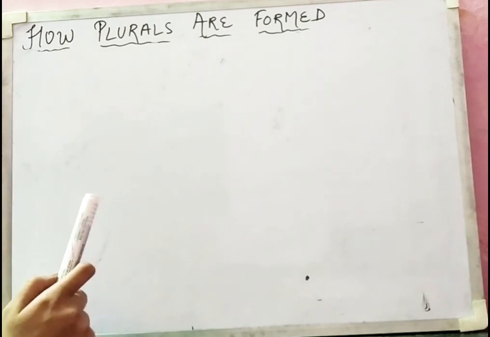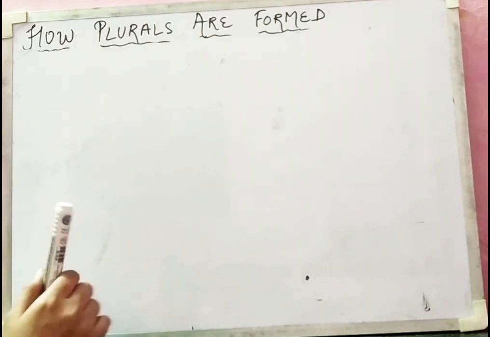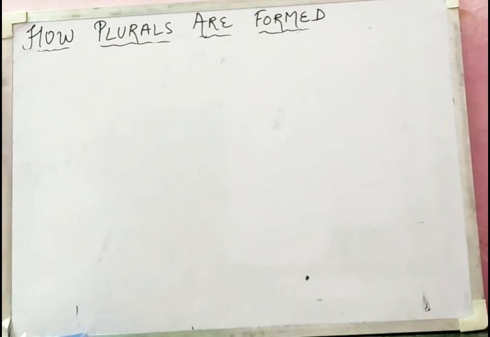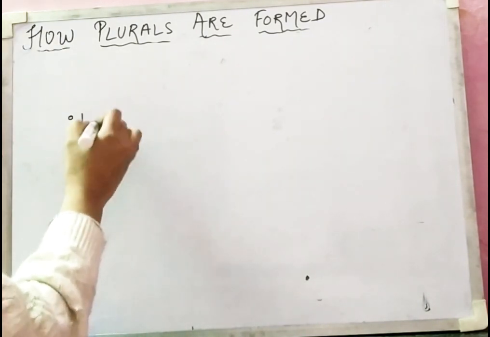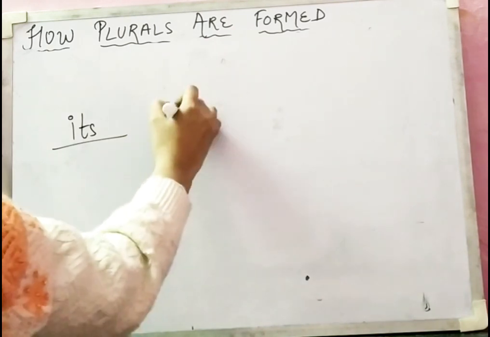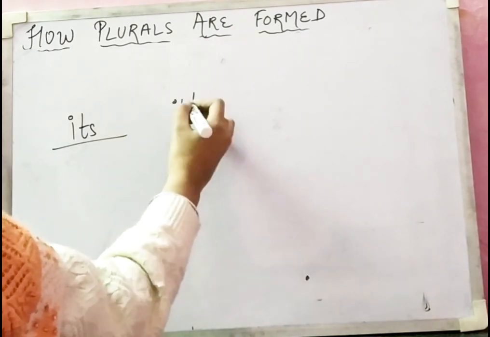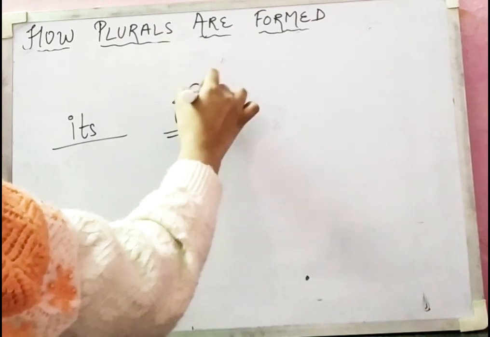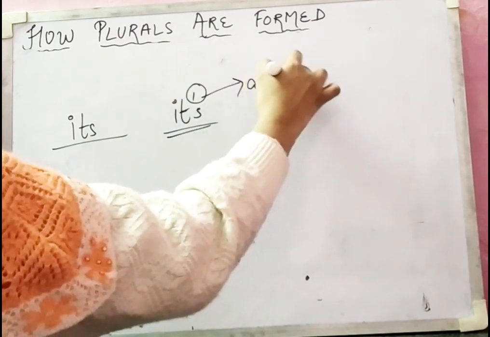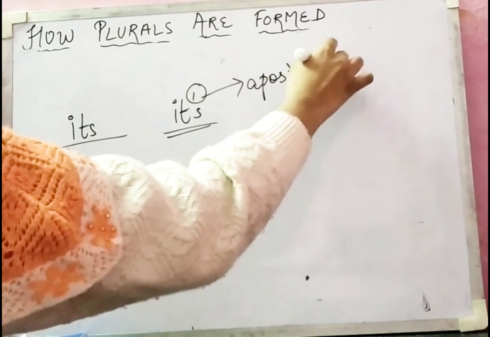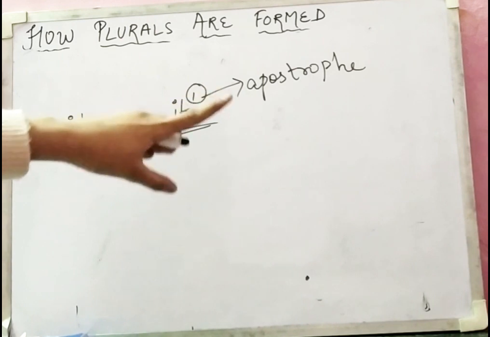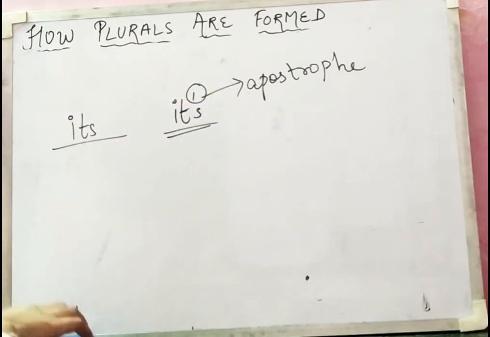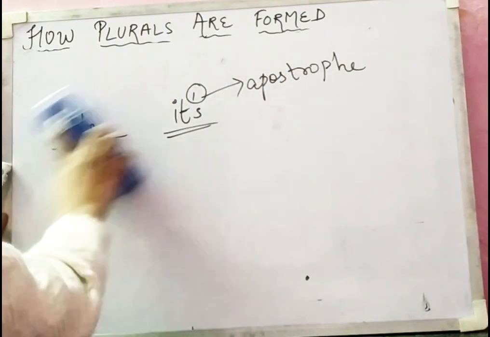Apostrophe and s. What's the meaning of apostrophe? Apostrophe is, like, we write words like the smallest word, its. You write this as it's, but you write this also its. This particular symbol is the apostrophe. Okay, so this is the concept. I think this much is clear.